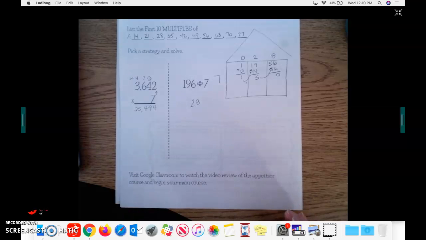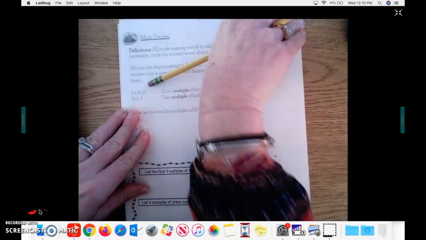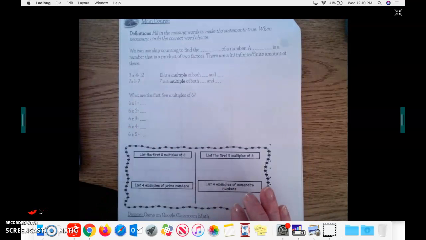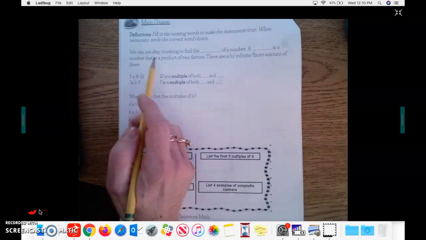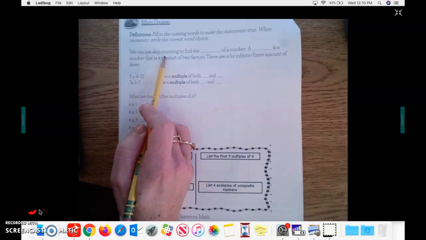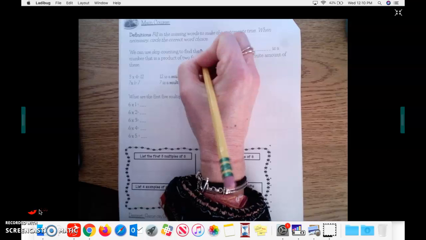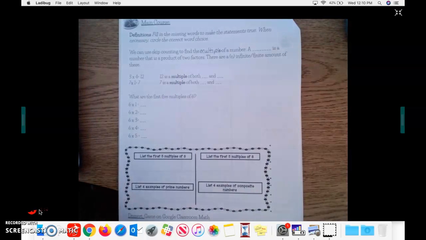Okay? Now you're going to actually flip the page in your packet to the main course portion of your lesson. And the first thing that we are looking at is some vocabulary. So the definitions, it says fill in the missing word, or, if necessary, circle the correct word choice. So I just told you on the review portion that we can use skip counting to find the multiple. So in this case, I'm going to fill in the word multiple of a number.